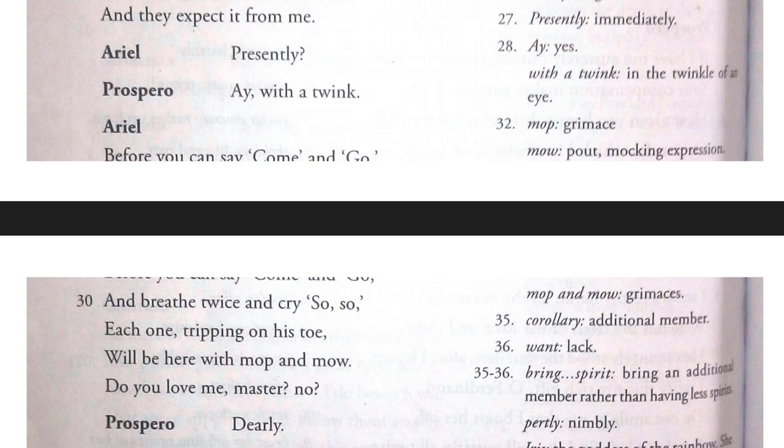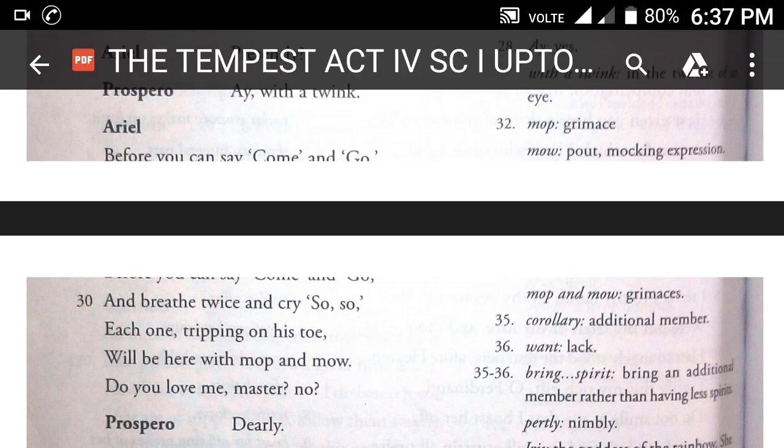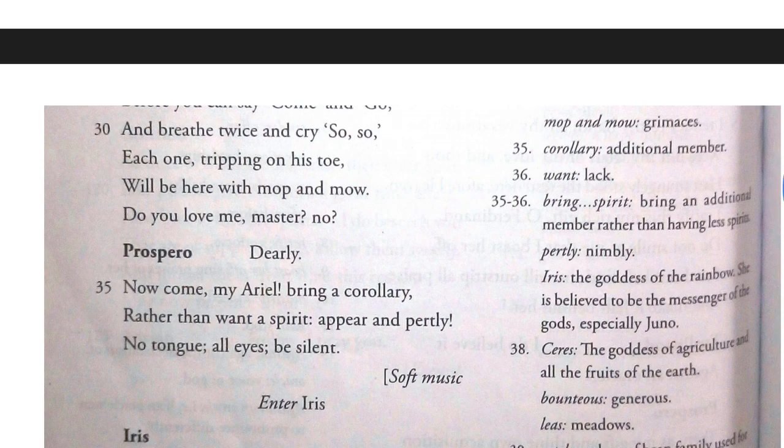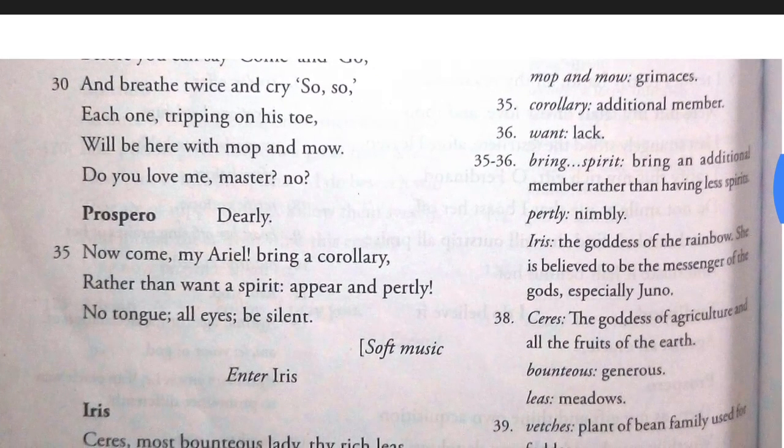Ariel says, presently? You want the spirits to come here at once, immediately? Prospero says, with a twink. Yes, within the twinkle of an eye. I want your spirits to be here in the blink of an eye, as quickly as possible, within the fraction of a second. Ariel says, before you can say come and go and breathe twice and cry so, each one tripping on his toe will be here with mop and mow.